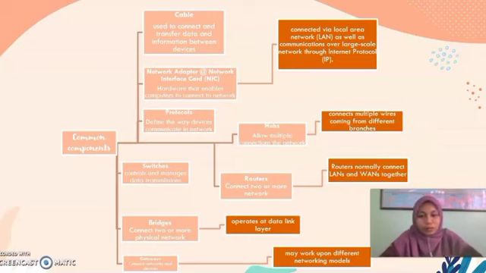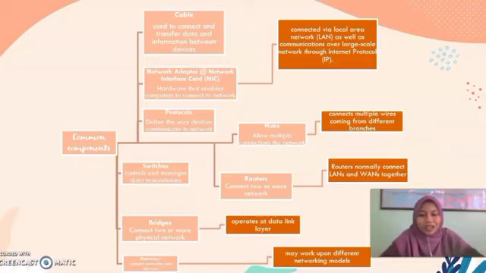Okay, the next one is protocol itself. Protocol defines the way devices communicate in a network, which means, like humans, we communicate with our own language, which is the easy way for us to understand each other. So this is computer and network. It has its own communication.